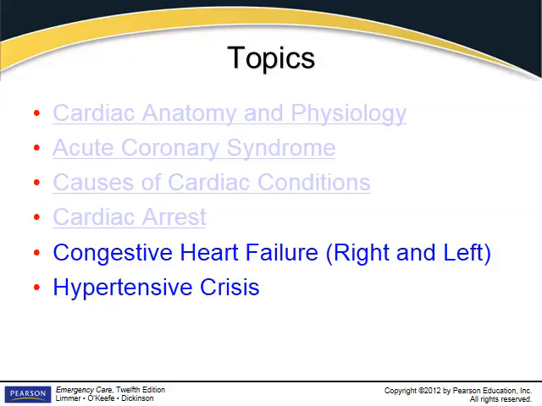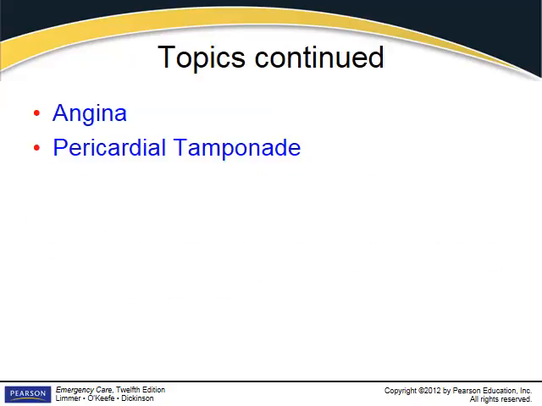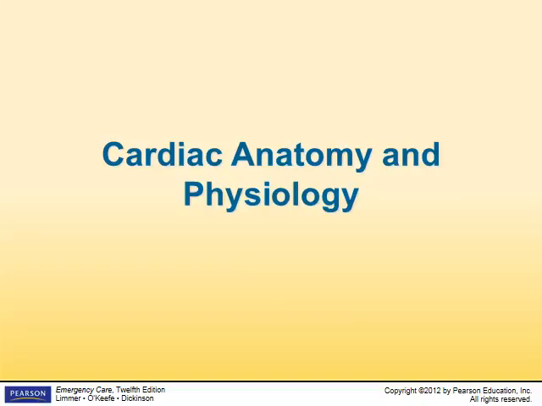So the first thing we're going to do is go over some of our coronary cardiac anatomy and physiology. And there's a couple other things that we're also going to be covering. We'll be talking about angina and pericardial tamponade. Okay, so again, real brief overview, coronary anatomy and physiology. We're going to talk about it.